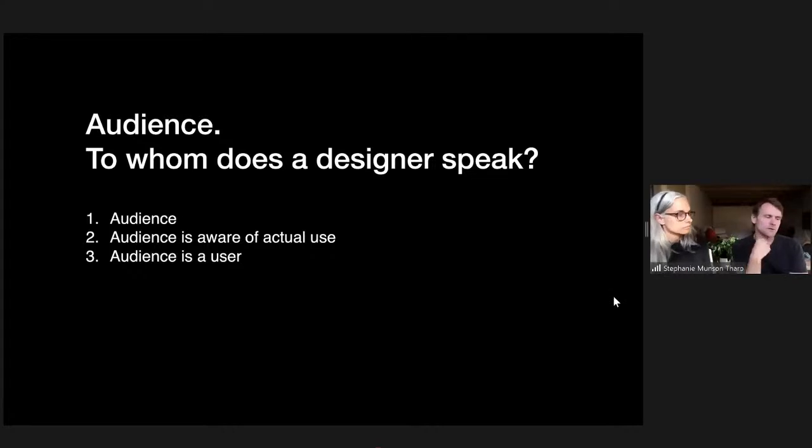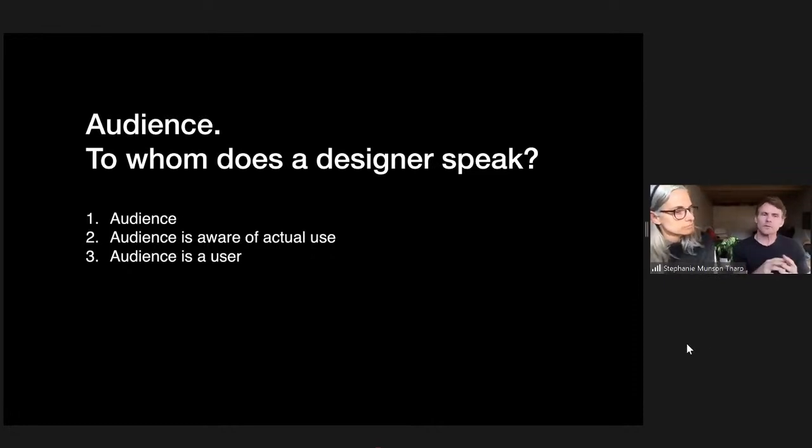Confusion can arise because other forms of design have users, but not necessarily an audience. And discursive design can employ rhetorical use as well as actual use. So those two things can get mixed up and complicated a little bit. These are three primary relationships that a designer might choose to leverage when thinking about a project. In one case, you just have an audience. An example of this would be the artifact sitting on a pedestal in an exhibition. There's just an audience there.